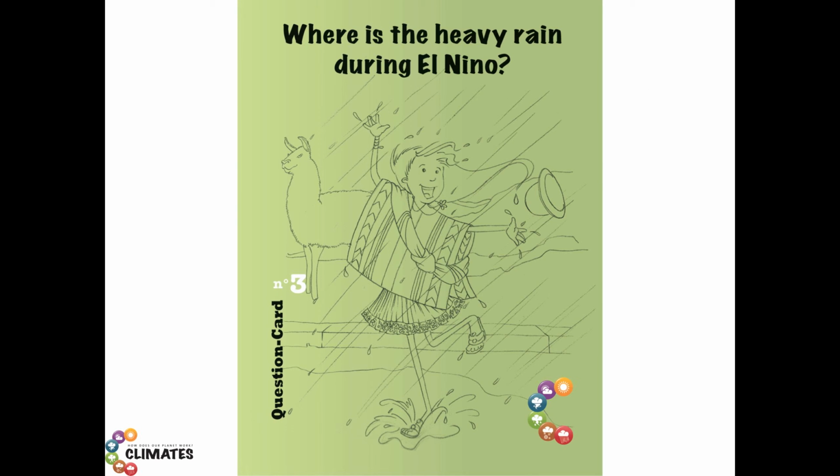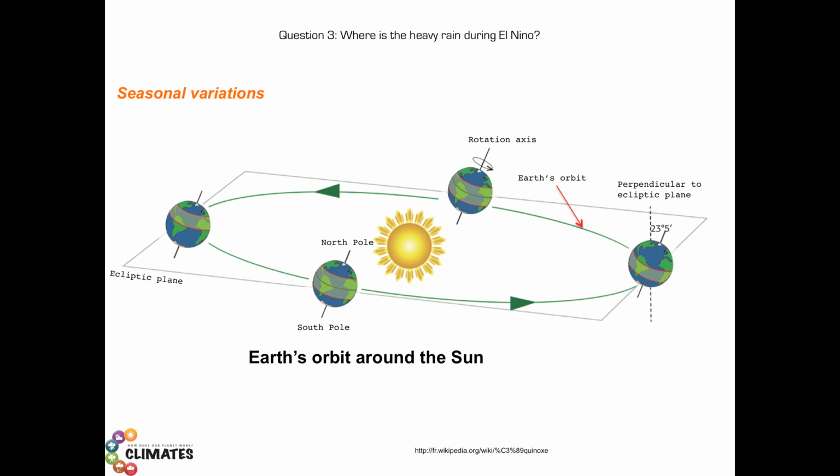Question number 3 is, where is the heavy rain during El Nino? So we have many climates at the surface of the Earth today. But one climate can also change in a region with time. We will first consider seasonal variations, the fact that climate is changing between winter and summer.